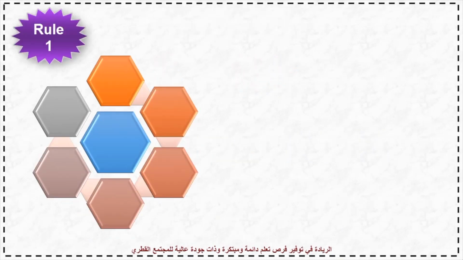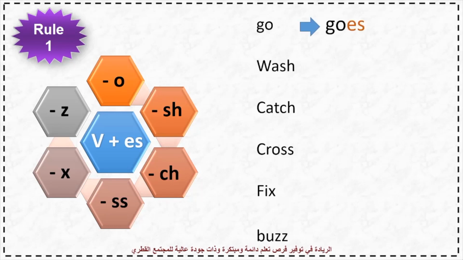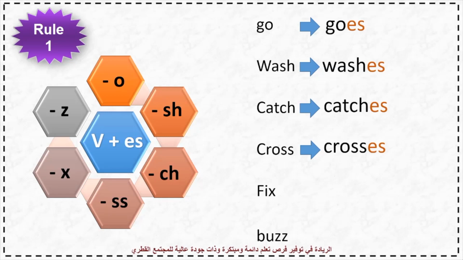Rule number 1. If the verb ends with o, sh, ch, ss, x, or z, we add es to the verb. Examples: go becomes goes, wash, washes, catch, catches, cross, crosses, fix, fixes, buzz, buzzes. Clear? Good.